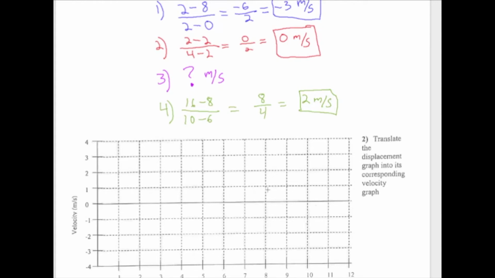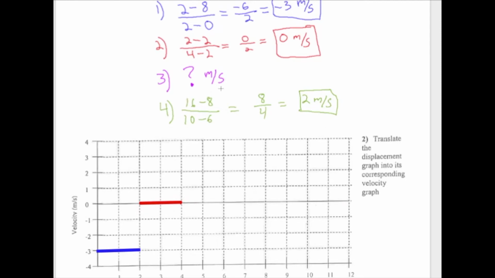So now we know that from 0 to 2 seconds, our object is experiencing a velocity of -3 meters per second. So I'm going to go to -3. I'm going to draw a horizontal line because we said it's a constant velocity. And I'm going to make that from 0 to 2 seconds. Then I'm going to do the same thing for my next time interval. That's 2 to 4 seconds, and it's experiencing a velocity of 0 meters per second. So again, horizontal line because it's a constant velocity.